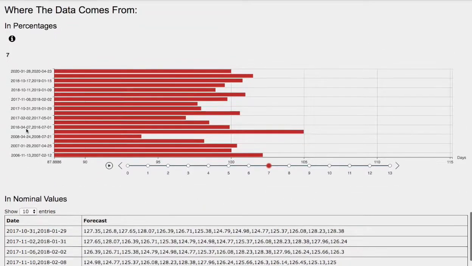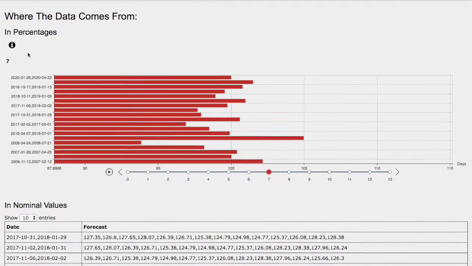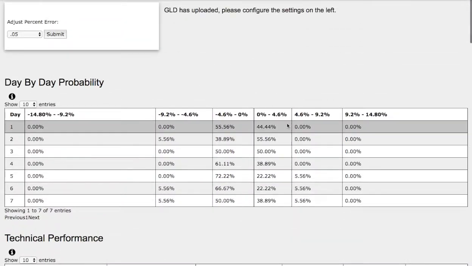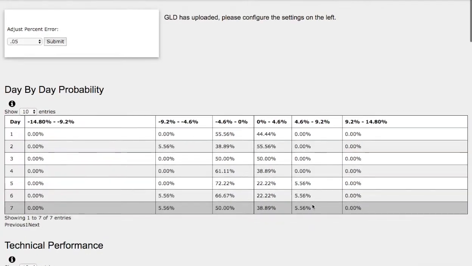So the model that we just examined was May 9th, 2011 to August 3rd, 2011. Back then, gold climbed around 5%. And if we head back to the day-by-day probability model, that coincides with this standard deviation of 5%. We only have a 5% chance for gold to climb between 4.6 to 9%.